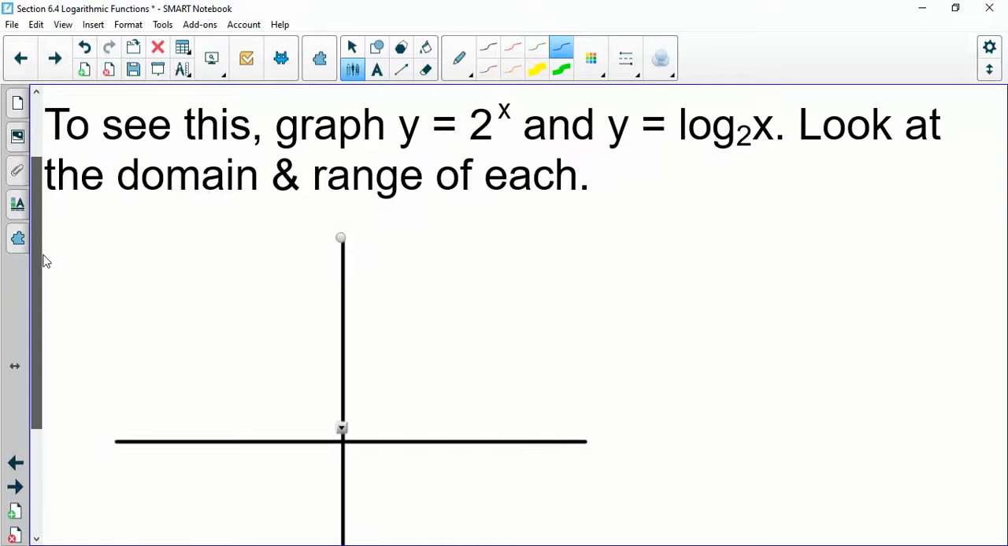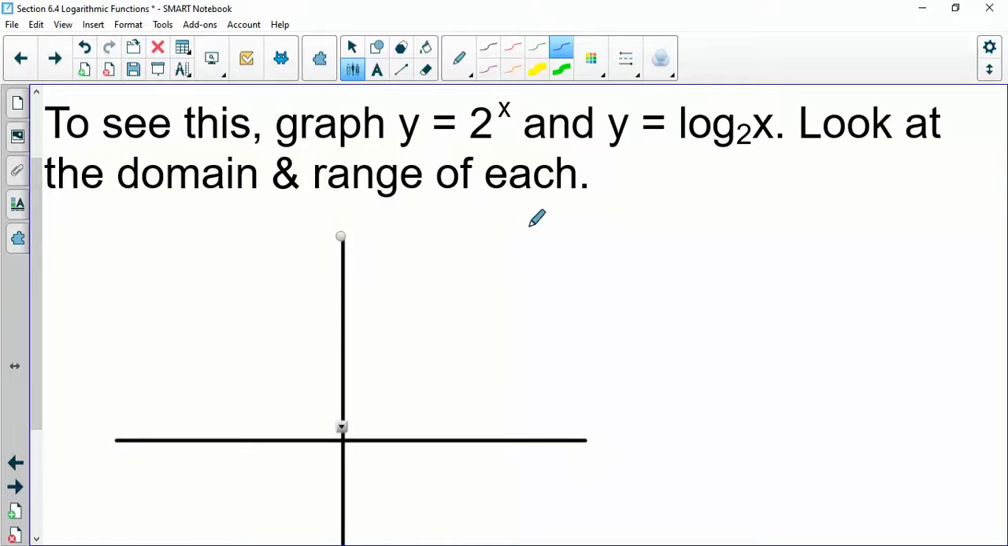To do that, we are going to compare the graphs of each. So y equals 2 to the x. We've graphed that plenty of times. When we graphed those, we did a t-chart and we plugged in 3 points. What were they? 0, 1, negative 1. And we put those in for the exponent. So 2 to the negative 1 was 1/2. 2 to the 0 was 1. And 2 to the first is 2.